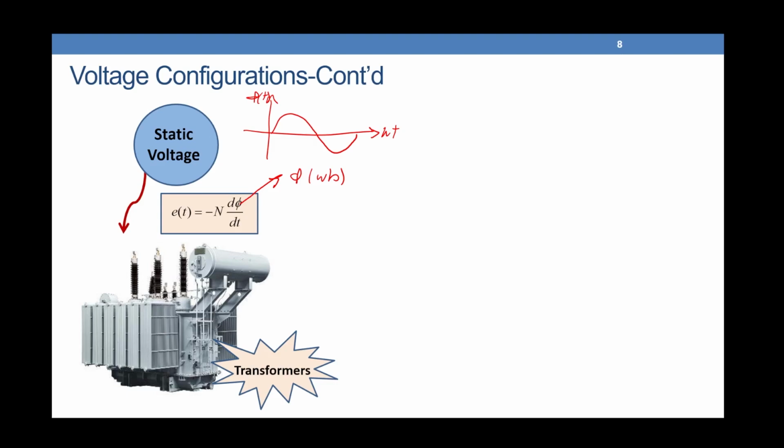If we have a primary winding and secondary winding, we feed the primary winding by a voltage source, so there will be a current and there will be a flux linking the secondary winding. There will be an induced voltage based on Faraday's law, where e of t equals minus N d phi by dt. The minus sign is related to Lenz's law, and we're not going to speak about Faraday's law now, but we are going to have here static voltage, where e of t equals minus N d phi by dt.